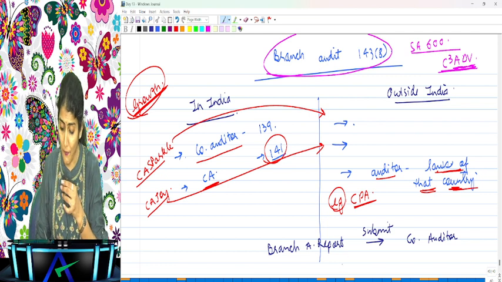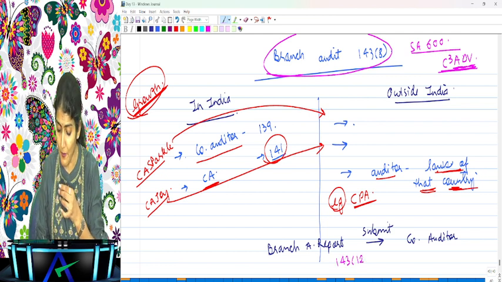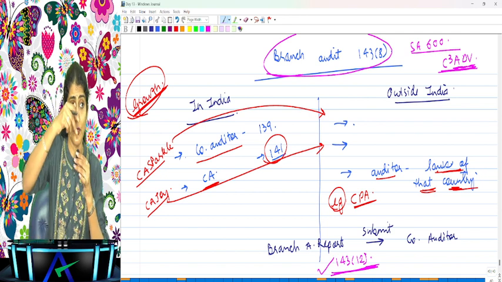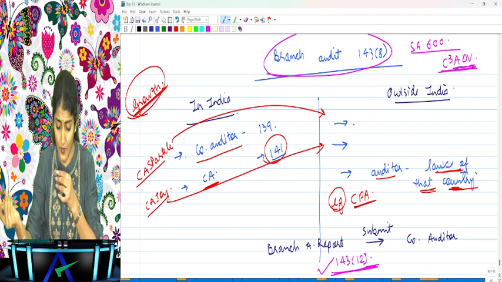Is 143.12 also applicable to the branch auditor? Yes, 143.12. If the branch auditor comes to know about any fraud, does he need to directly report it to the central government?